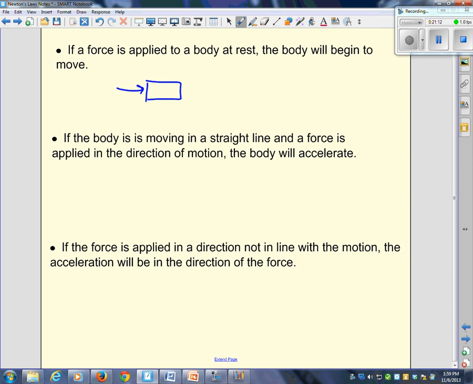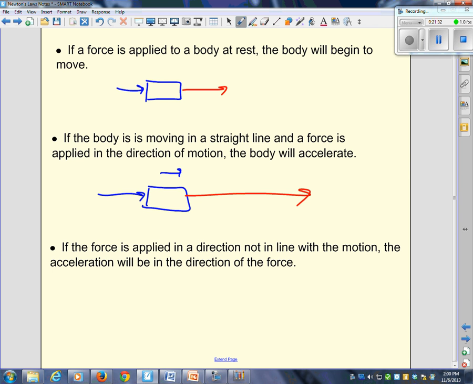It will accelerate that way. If a body is moving in a straight line and a force is applied in the direction of motion, the body will accelerate. That's really kind of the same as that one, but what they're saying there is that the blue box is already moving, and then I apply a force to it, then what does it do? It's going to accelerate in the same direction.